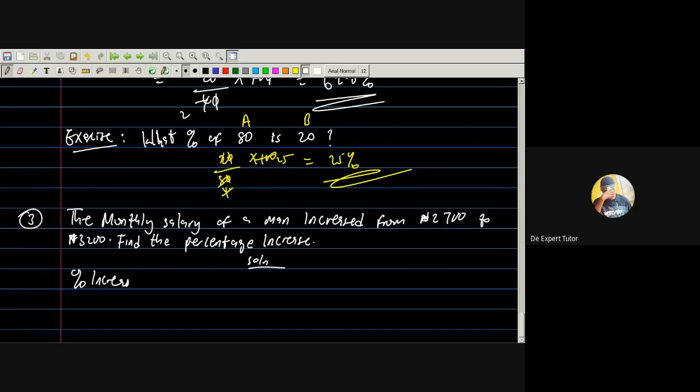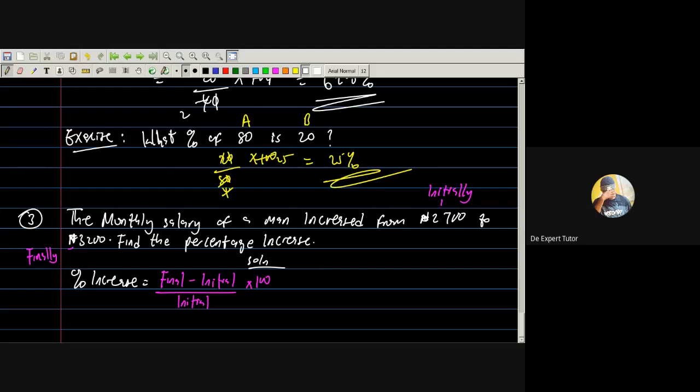It's very simple. Remember, this is the amount he was getting initially, and this is the amount he got finally. So how do we find the percentage? You say final minus initial, divided by initial, then times 100. That's how we find the percentage.